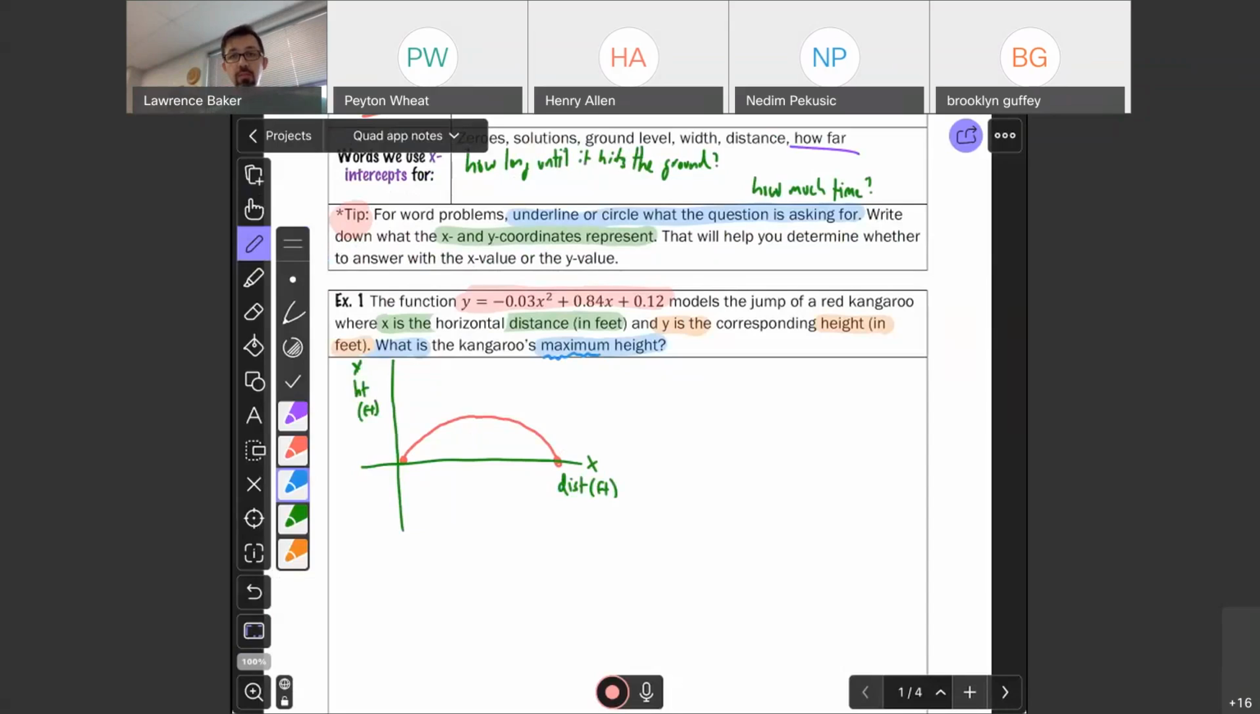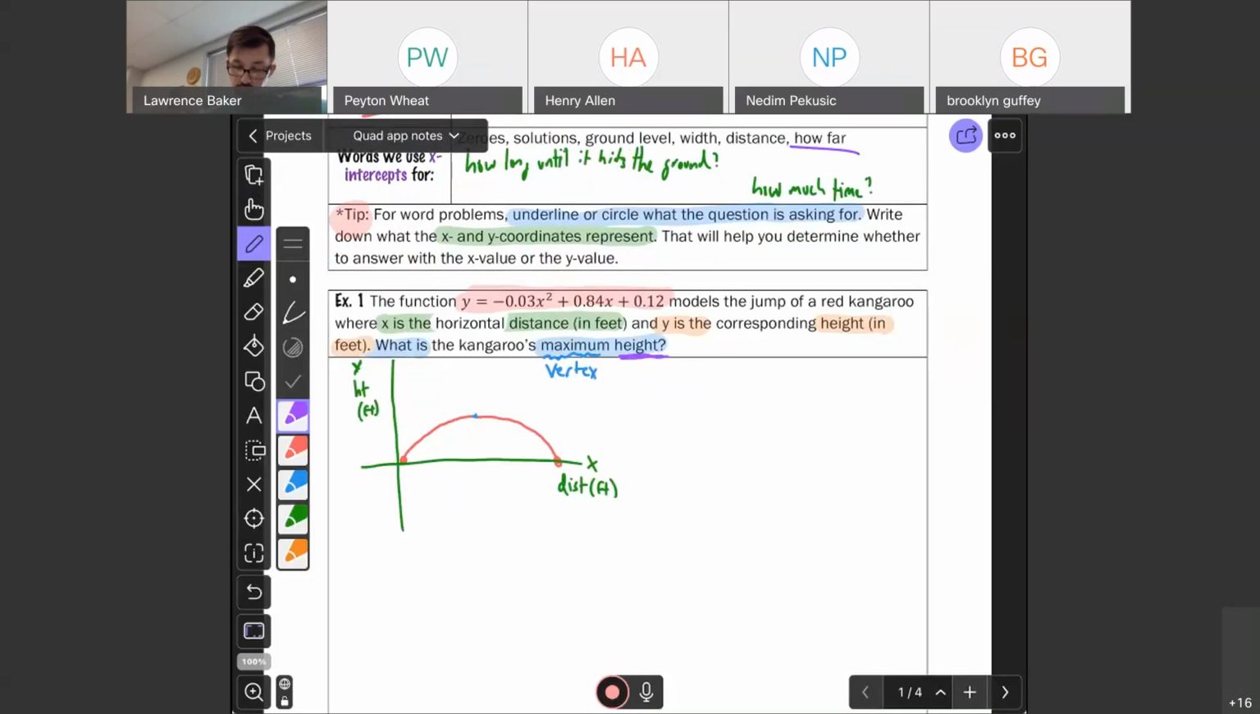They're asking for our maximum, what they're really asking for. What's that? How high the kangaroo jumps? What's the highest one? A vertex. This is a vertex question. Okay? They're asking about the vertex. Well, what part of the vertex are they asking? The height. Is the height x or is the height y?